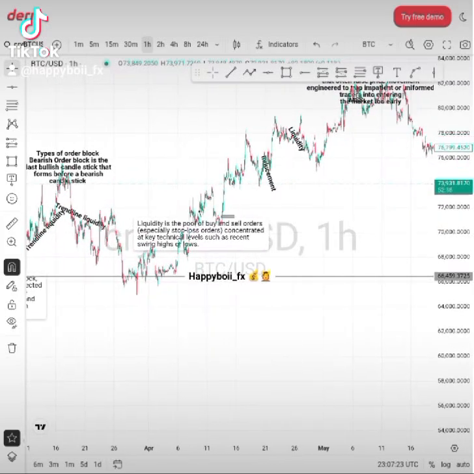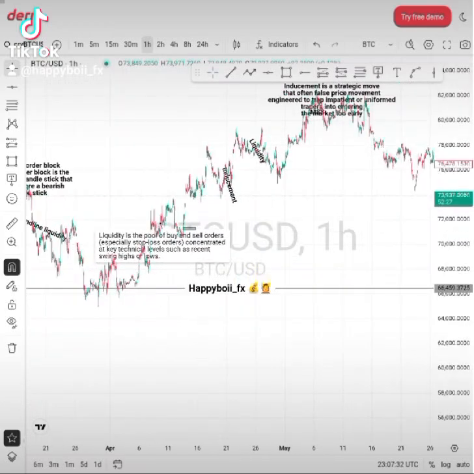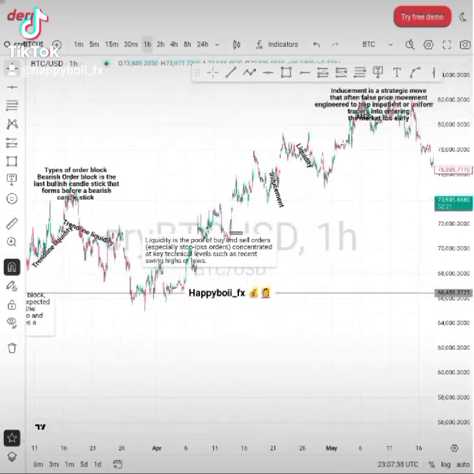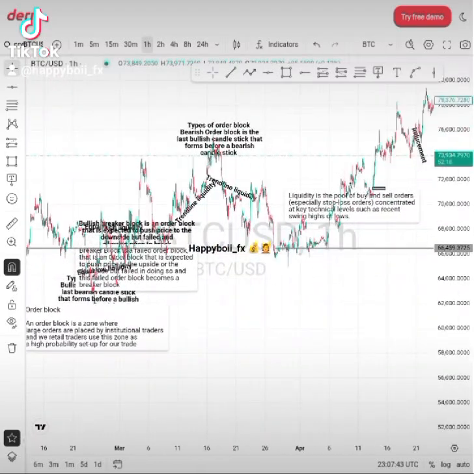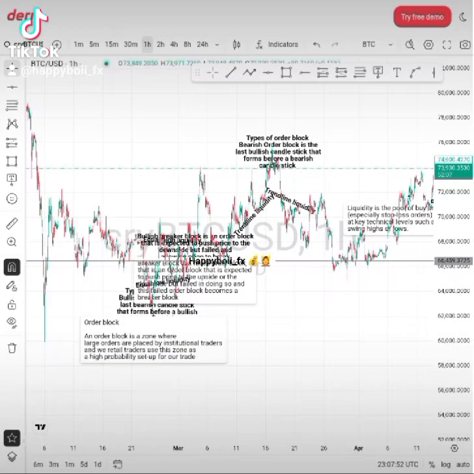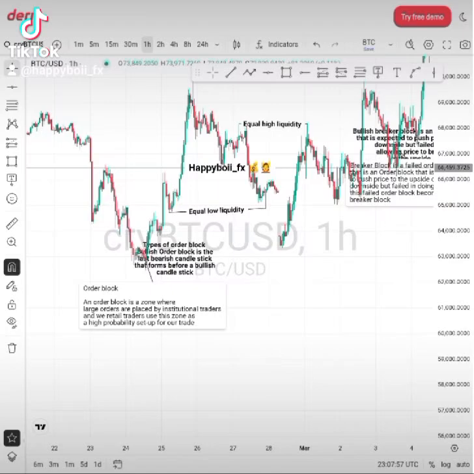Okay, so in the previous video I posted, I discussed how the market moves in trends: uptrend, downtrend, and then ranging market, accumulation, things like that. So in this video, I'll be teaching you guys how to spot all these things you need to know on the chart. Firstly, I'll be starting with the order block, how to spot an order block on the chart. So let me start with what is an order block.